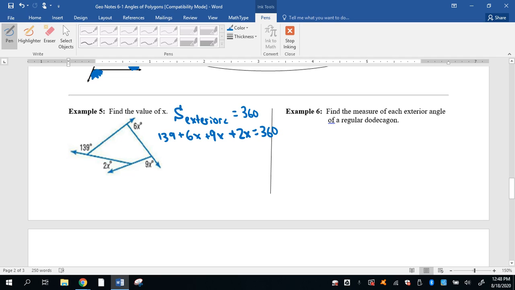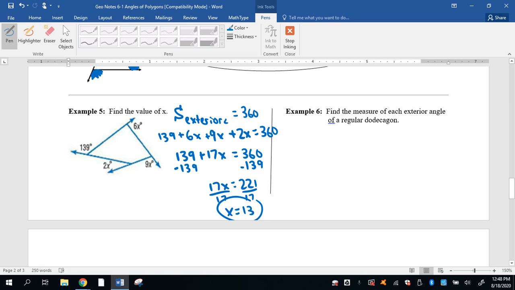So we have 6 plus 9 plus 2 is 17. Subtract 139 from both sides. So 360 minus 139 is 221, divided by 17. x is 13. They just want us to find x.